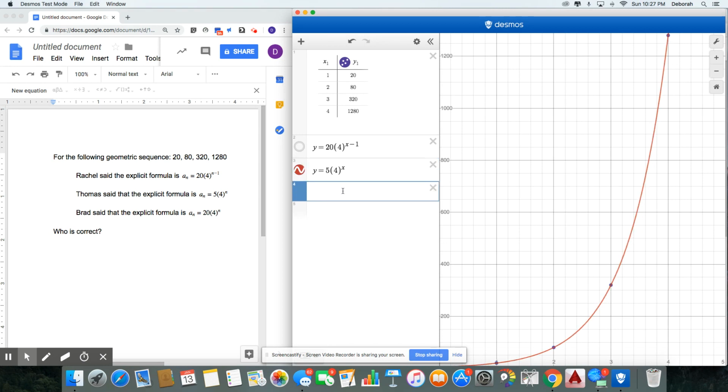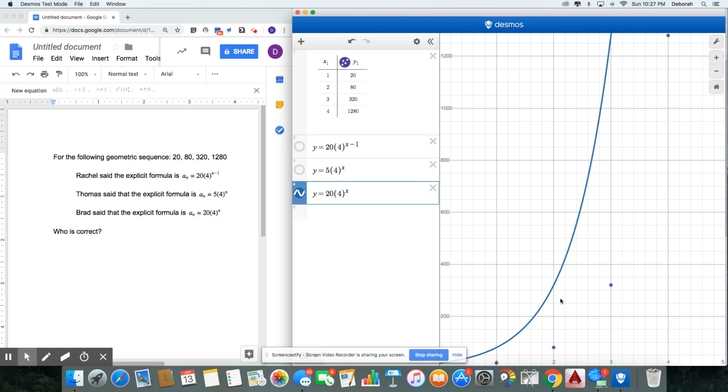So now let's see what Brad has going on. Brad's equation is y equals 20 parentheses 4 raised to the power of x. And when I do that, I'm going to turn off Thomas's line. I can see for sure that Brad is not close on his formula. So the answer is Rachel and Thomas are both correct.